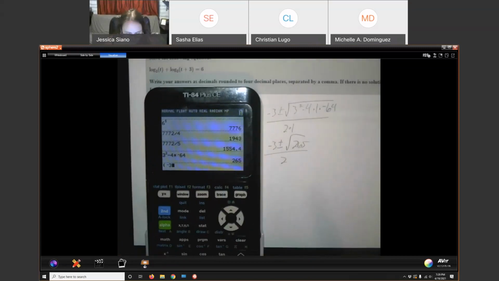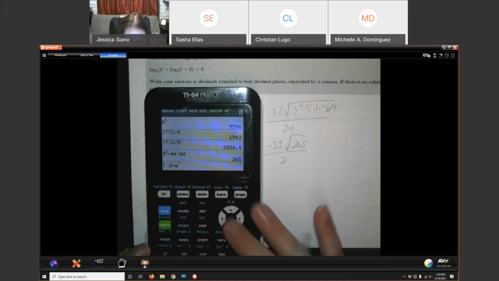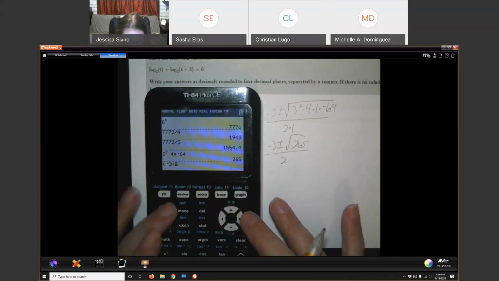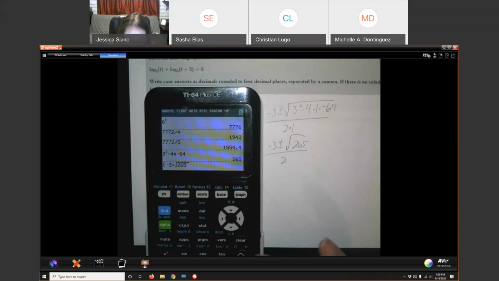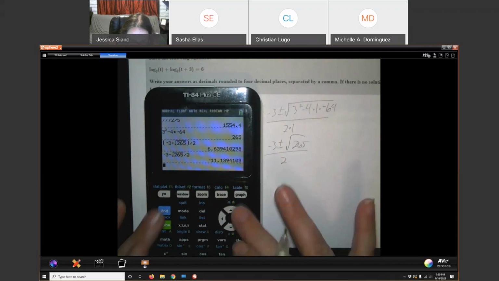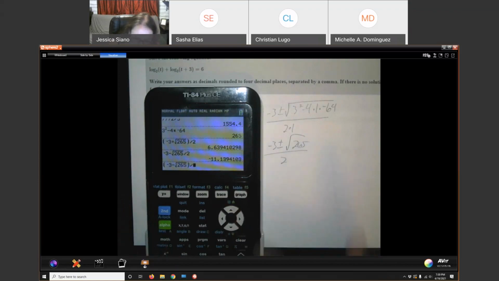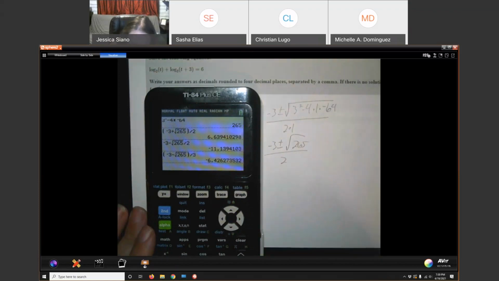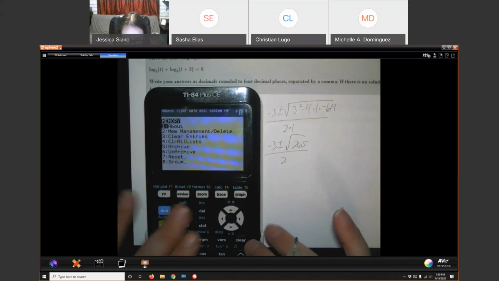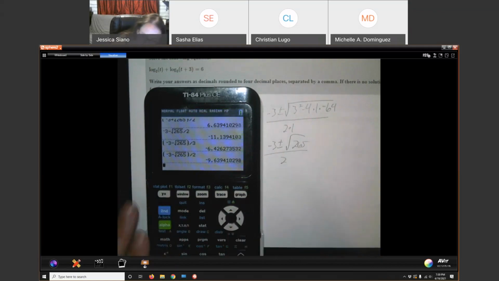So we have negative 3 plus the square root of 265, divided by 2, negative 3 minus the square root of 265. Oop, I forgot my parentheses on that one. Negative 3 minus the square root of 265. There you go. Divided by 3. What am I doing? Jeez. All right. Let's try that one more time. Here we go.